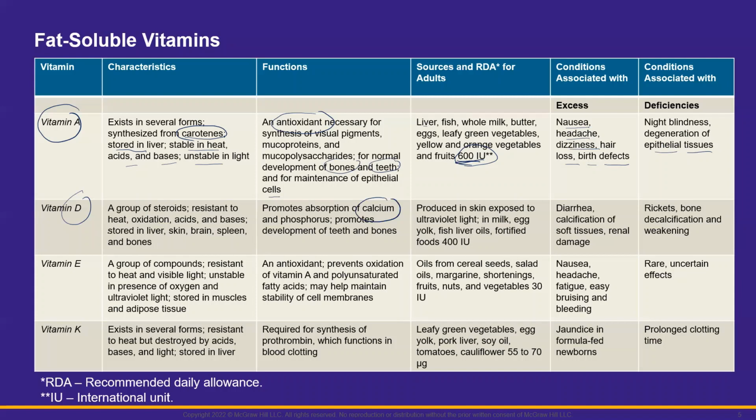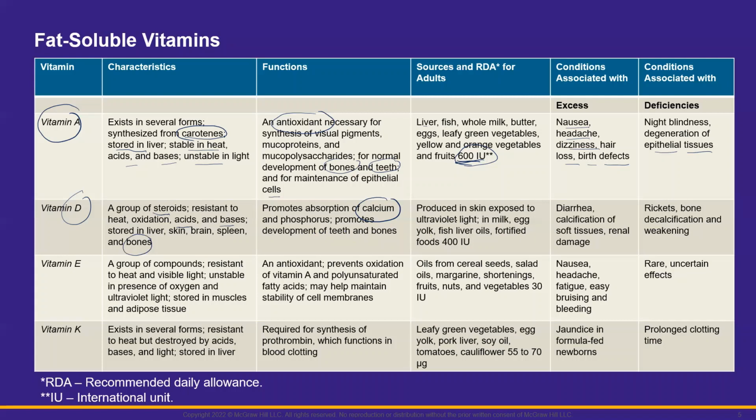Okay, vitamin D is a group of steroids resistant to heat, oxidation, acid, and bases, usually stored in the liver, skin, brain, spleen, and bones. The function is to promote absorption of calcium and phosphorus, and promote development of teeth and bone. Remember, calcium and phosphorus are needed by our bones to be strong, and also for hardness of the bone. So it is really important for our bone.